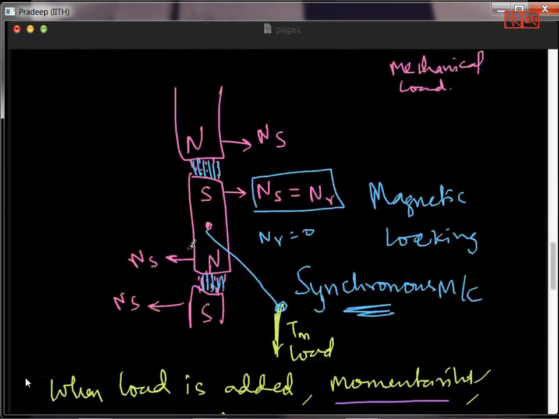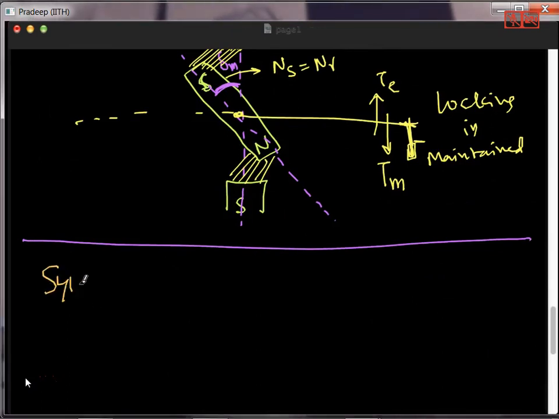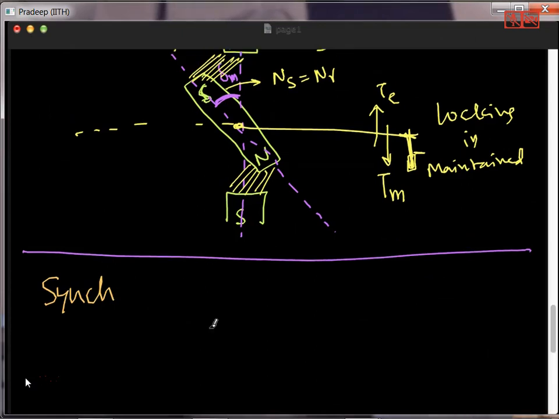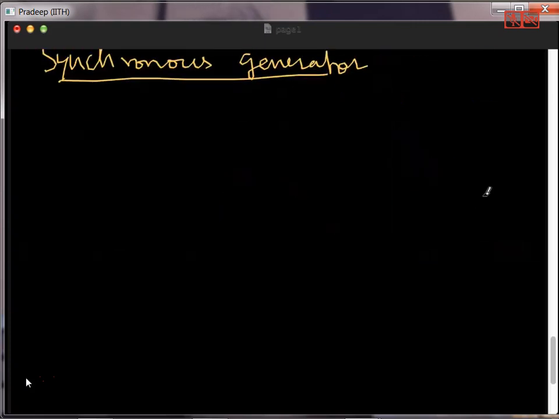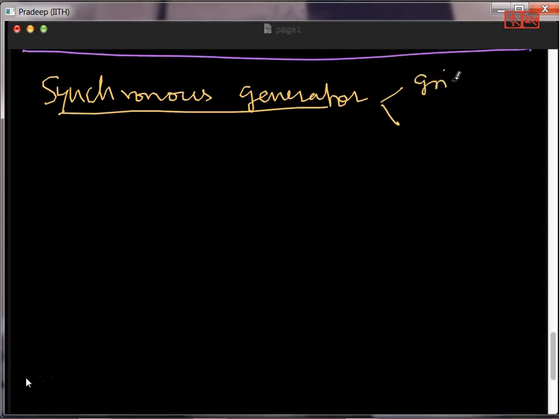Now, what happens in a generator? So let's talk about this. So far, what we discussed is the synchronous motor. Let's talk about the synchronous generator. In the synchronous generator, there are two types. One is the generator which is grid connected, and the generator which is off grid. So let's discuss only the grid connected one first.